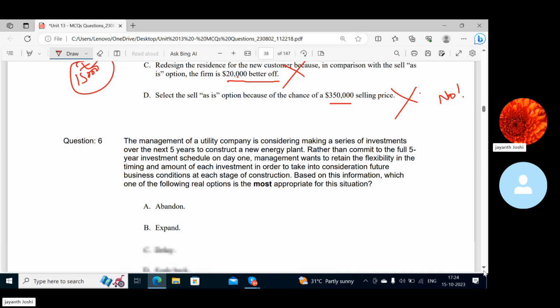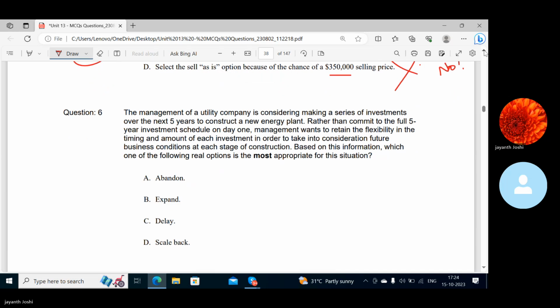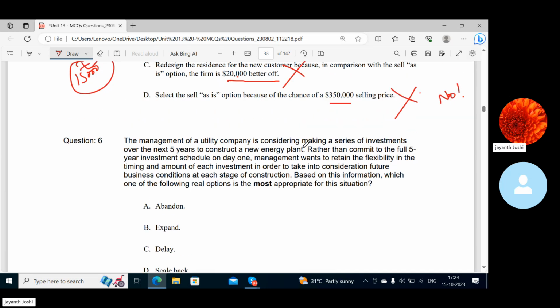Yeah, correct. Next question. Management of a utility company is considering making a series of investments over the next 5 years to construct a new energy plant rather than commit to the full 5-year investment. So they want to make a series of investments over next 5 years to construct a new energy plant.